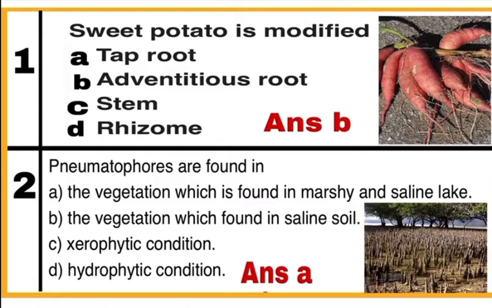Question number 2. Pneumatophores are found. Option A. They are found in vegetation which is found in marshy and saline lakes. See the picture. Many roots come out of the ground and grow upward in plants like Rhizophora growing in swampy areas and help in respiration. These roots are called pneumatophores.